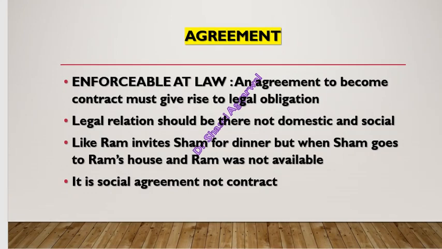An agreement to become a contract must give rise to legal obligation. If there is no legal obligation, then it cannot be a contract. Legal relations should be there, not domestic and social. Agreement is a wider term. Every contract is an agreement, but every agreement is not a contract. So agreement is a wider term. It also includes domestic and social agreements.